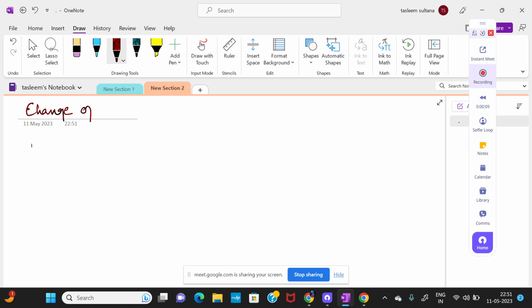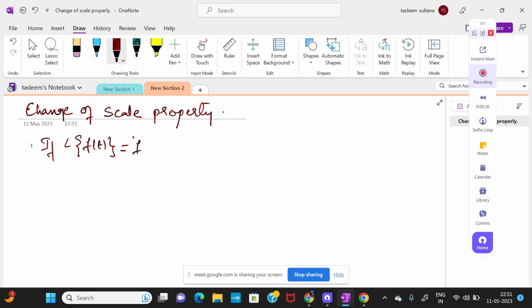Next, change of scale property. The statement is, if L of f of t is equal to f bar of s, then L of f of at is equal to 1 by a into f bar of s by a. This is your statement. L of f of t is equal to f bar of s. Then L of f of at is equal to 1 by a f bar of s by a.